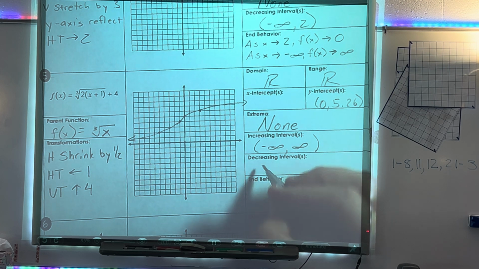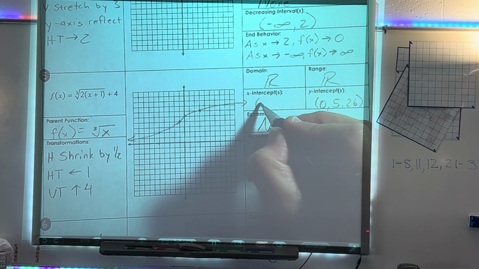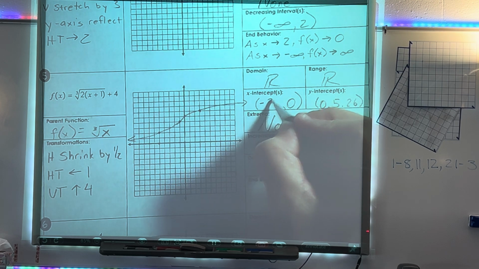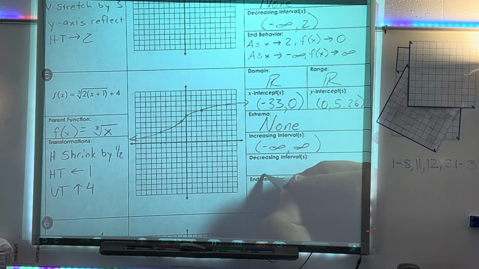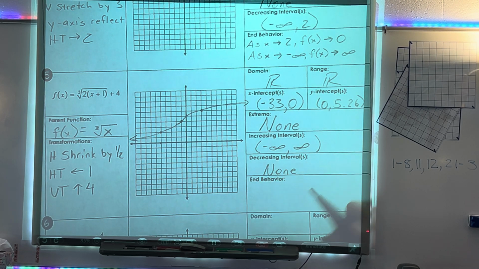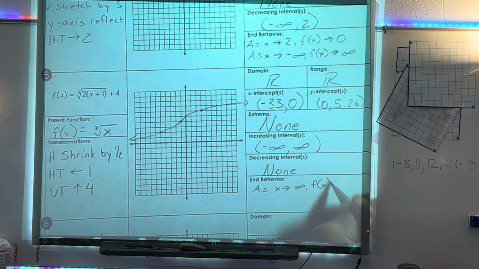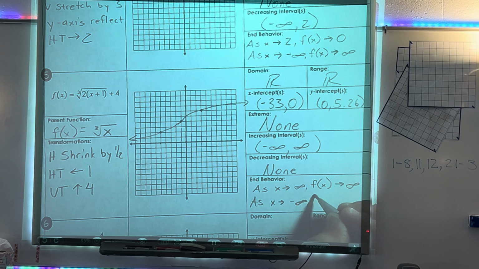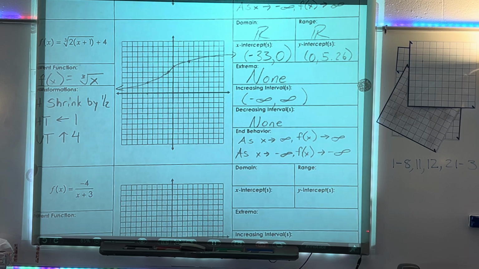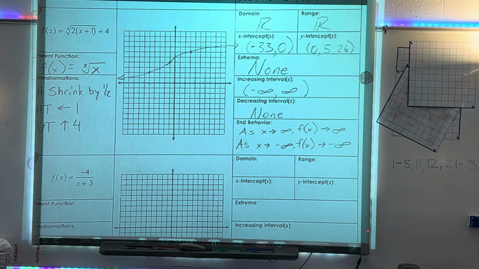Where are you at right now? Hold on, -30. I'm almost there. It is -33 and 0. Alright, got it. Okay. So extrema, there are none. Increasing, negative to positive, never decreases. Alright, end behavior as x approaches infinity, f of x approaches infinity. As x approaches negative infinity, f of x approaches negative infinity. Yeah, I was waiting on doing that. Okay. Y'all all good with that one?